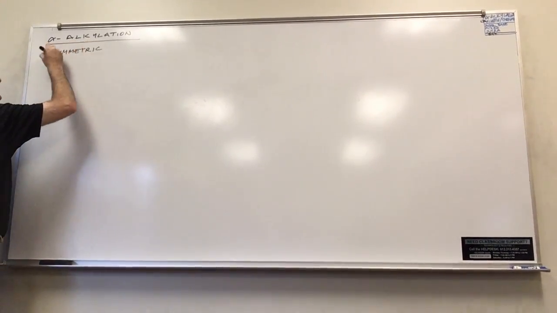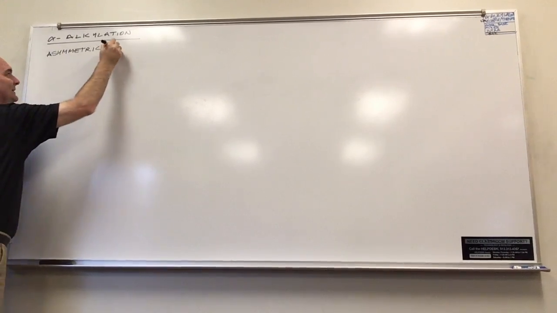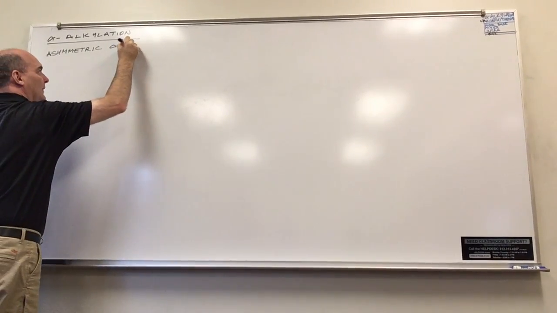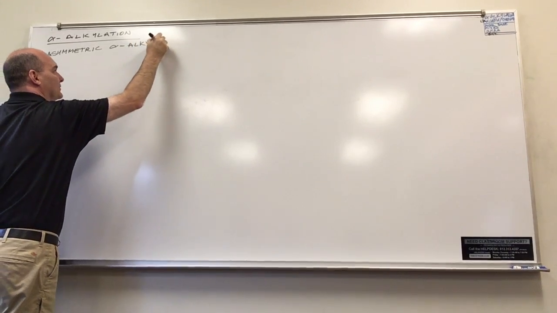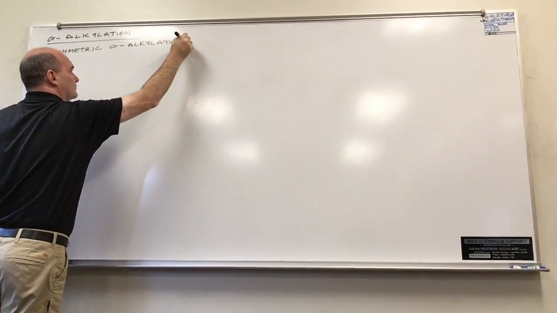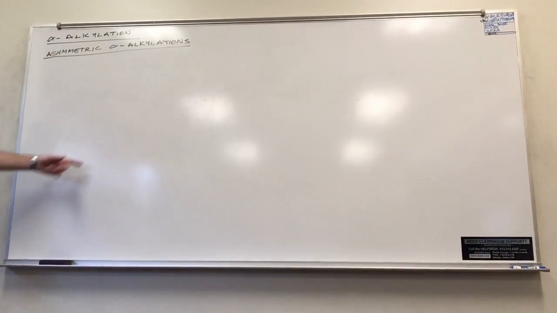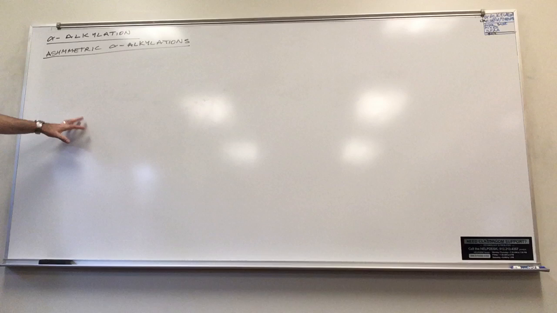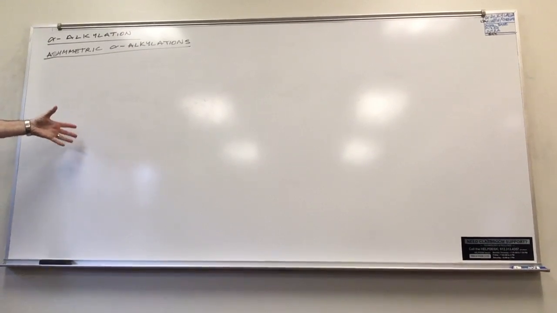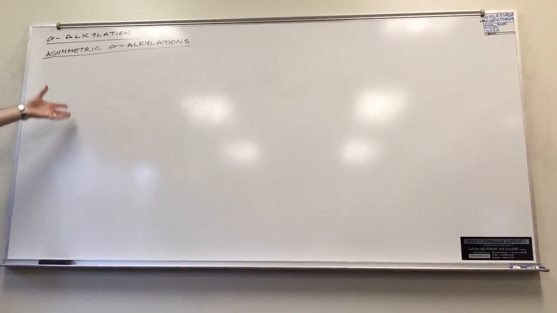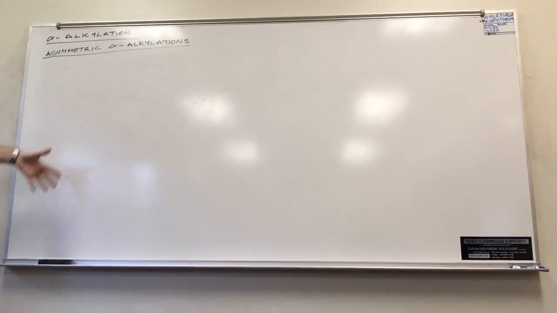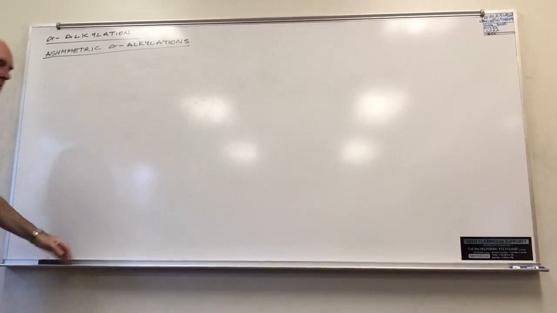All right, let's look at some asymmetric alpha alkylations. Now, the base that I used in that previous example was hydroxide, and hydroxide's fine. There's nothing wrong with it. It will act like a base, and it will form the enolate, and the enolate will go on and react.